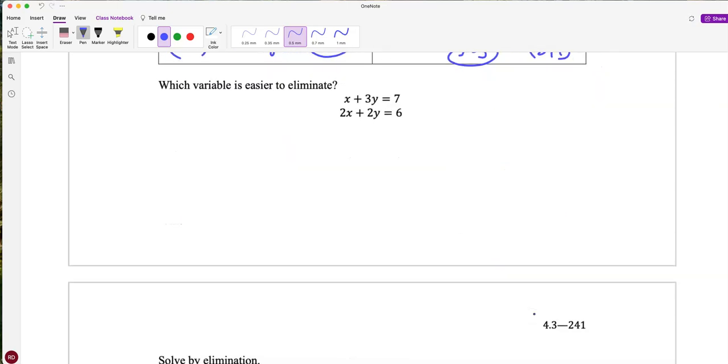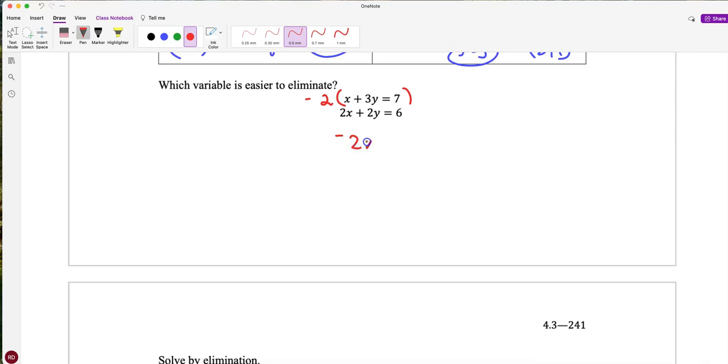So what you want to do here, just like when we're doing substitution, you want to find the variable that's easier to solve for. When I'm doing elimination, I want to find the variable that's easier to eliminate. So in the first one, I could eliminate the x by multiplying the first equation by negative 2. If I wanted to eliminate the y's, well, the common multiple of 2 and 3 is 6. I would have to multiply the top equation by negative 2 and the bottom equation by 3. So I'd have to do 2 multiplications to make that happen. It's going to be easier just to multiply the top equation by negative 2.